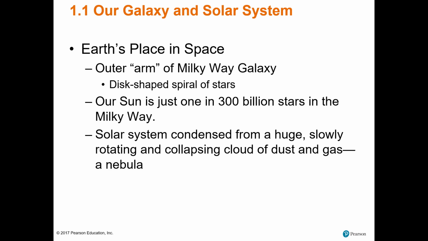Okay, so starting with our lecture, when we think about Earth's place in space, we are in the outer arm of the Milky Way galaxy, and the Milky Way is a disc-shaped spiral of stars. Our sun is just one in 300 billion stars in the Milky Way. Our solar system condensed from a huge, slowly rotating and collapsing cloud of dust and gas, which was a nebula. And you may have heard about the Big Bang Theory, and it is related to this concept.